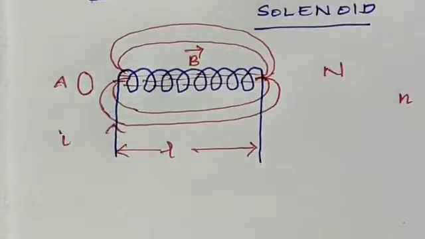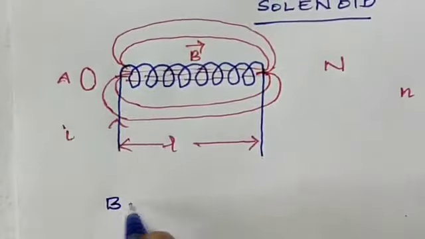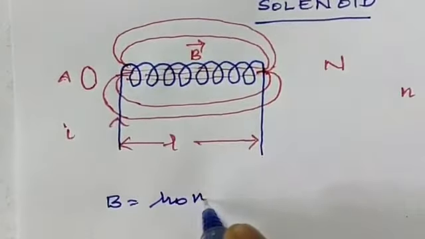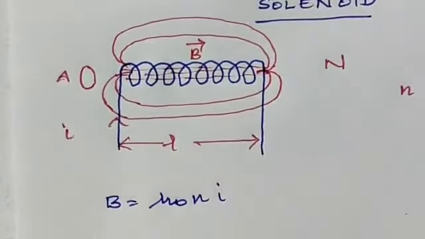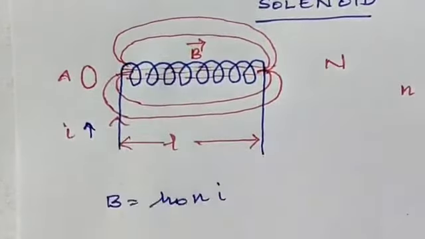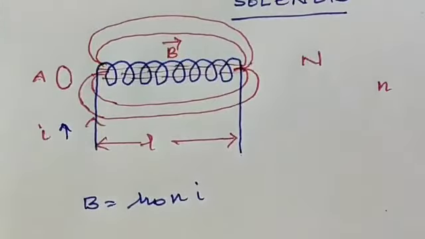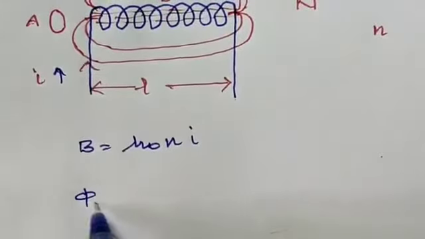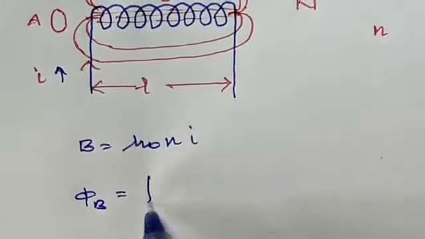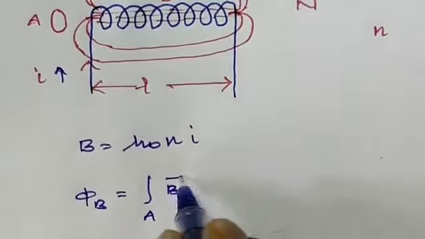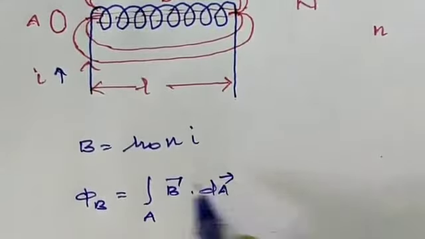So already we know the magnetic field in a solenoid is B equal to mu naught n I, where I is the current flowing in the solenoid. Now moving to the magnetic flux passing through each turn. Magnetic flux phi B is equal to the area integral of B vector dot dA vector.